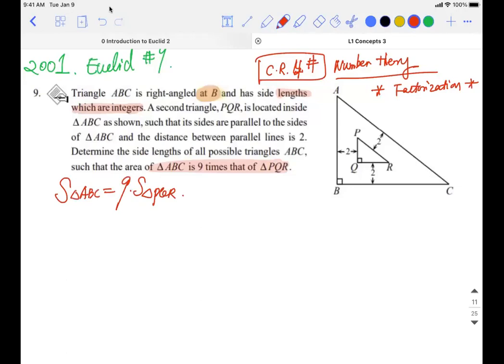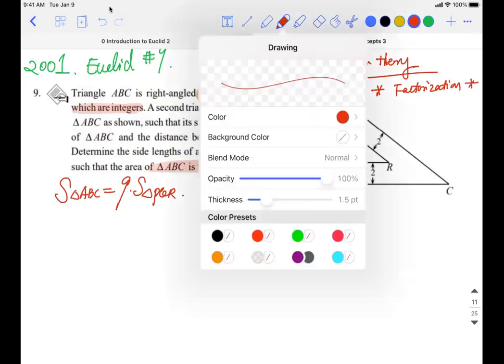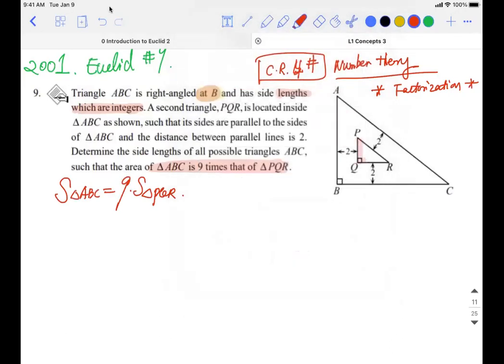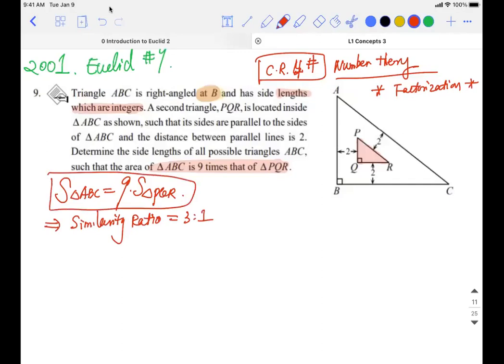So we know these 2 triangles are similar to each other, right? I'm going to use the color red. My little red triangle in the middle and my big white triangle are similar because all the sides are parallel to each other. As long as you see 2 similar triangles whose areas have a ratio, then automatically the similarity ratio is going to be 3:1, right? Very understandable. For now, the question says the area of ABC is 9 times the area of PQR. So let's have a quick discussion.